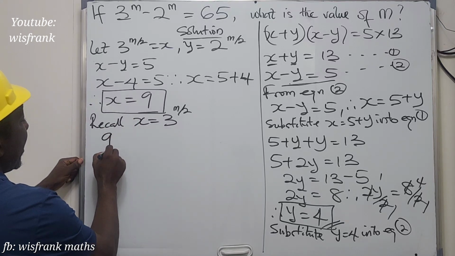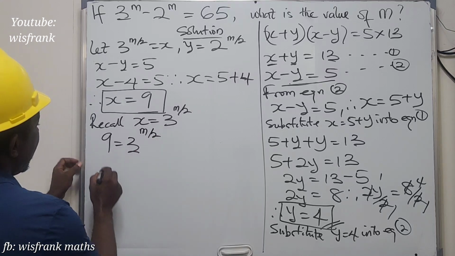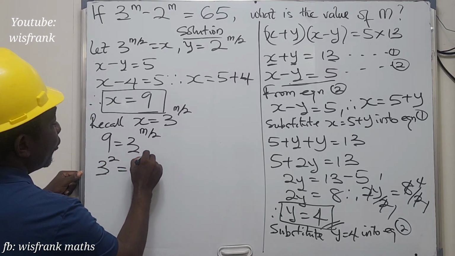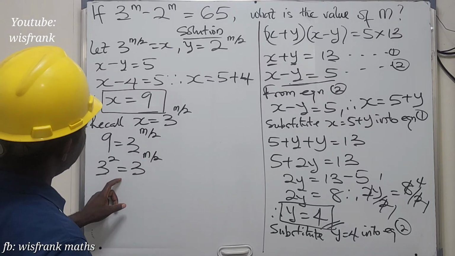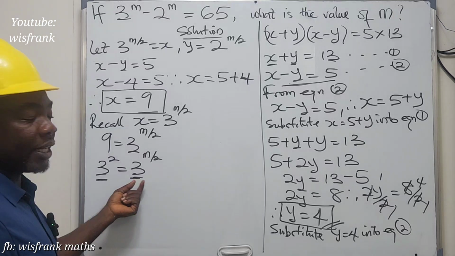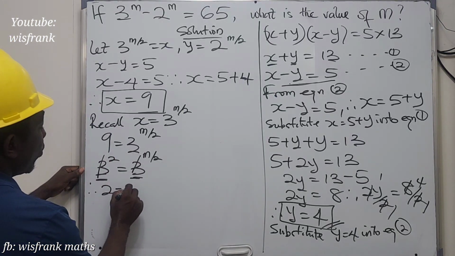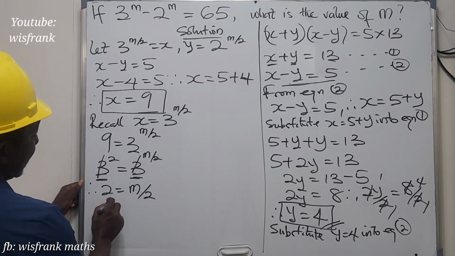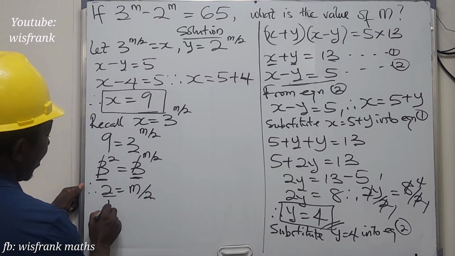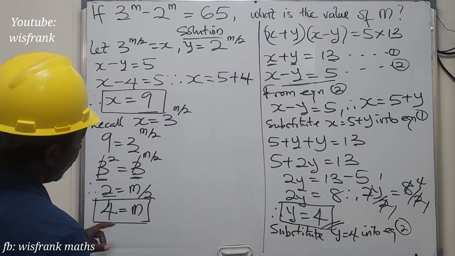So it will be 9 equals 3 to the power of m all over 2. This is the same thing as 3 to the power of 2 equals 3 to the power of m all over 2. We have the same base here, 3 equals 3, so they will cancel each other. Therefore, 2 will be equal to m all over 2. This is the same thing as 2 all over 1. Cross multiplying, we have 2 times 2, 4 equals m. So the value of our m equals 4.